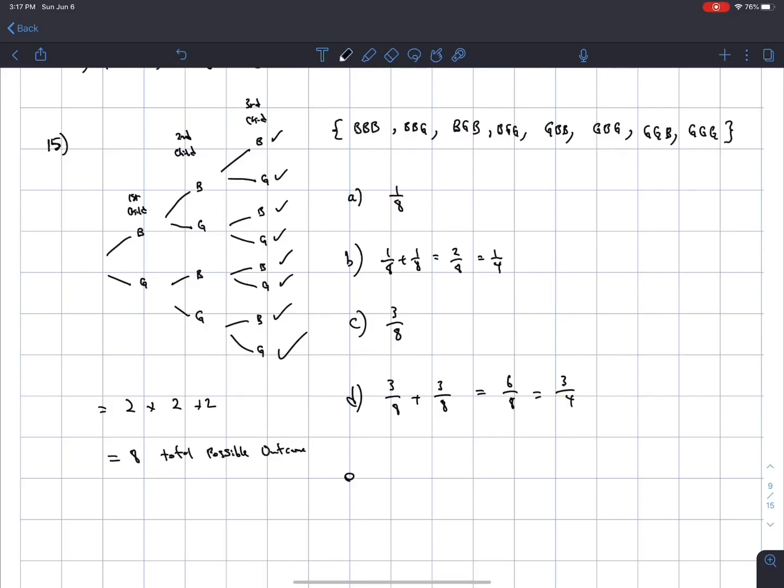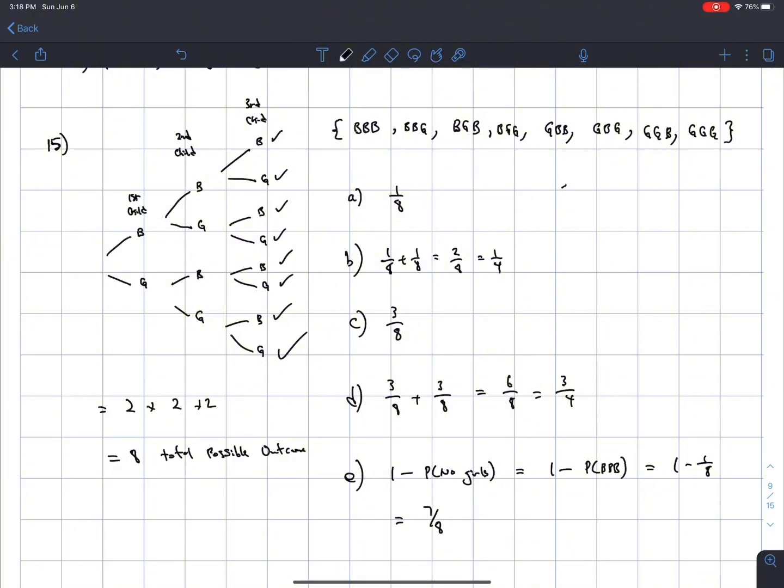E. At least one girl. At least one girl is really just 1 minus no girls. If you think about 1 minus the probability of no girls, it would just be 1 minus the probability of boy, boy, boy. That's the only case to have no girls. So that's 1 minus 1 over 8. And our answer is 7 over 8.